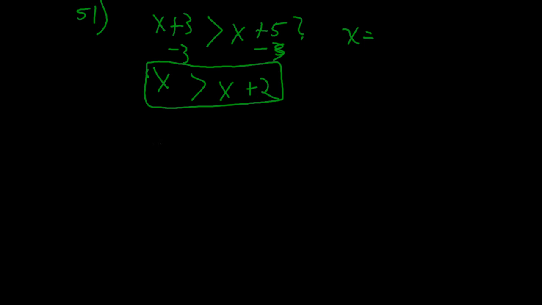If you have any number on a number line, say this is 0, if you add 2, you're always going to be going to the right. Say this is negative 9. You add 2, you always go to the right. You'll be at negative 7. If you have 1,000,000 and you add 2, you'll be at 1,000,002. If you have negative 1,000,000 and you add 2, you'll be going further to the right. So you can see that this will never be true.